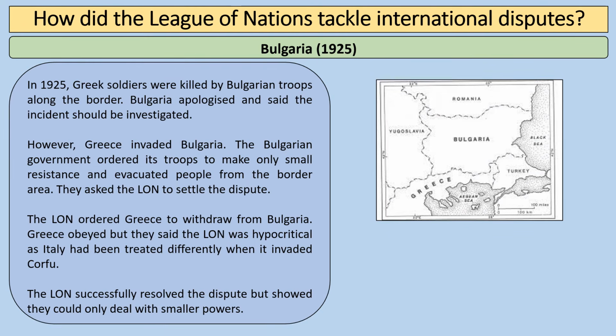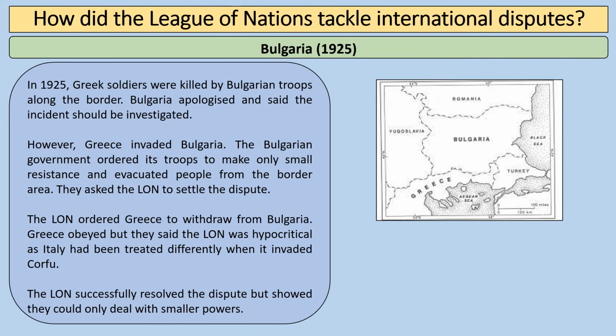So Bulgaria in 1925, and again Greece is involved in this one. In 1925, Greek soldiers were killed by Bulgarian troops, again in a border incident. Bulgaria apologised and said the incident should be investigated, but in response, Greece invaded Bulgaria. Now, the Bulgarian government ordered its troops to make only small resistance, but they evacuated about 10 to 15,000 people from the border area, and they asked the League of Nations to settle the dispute.